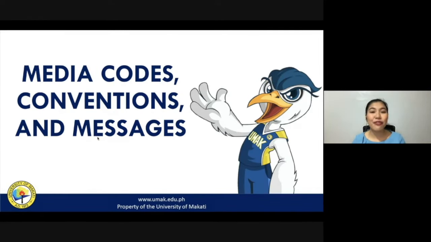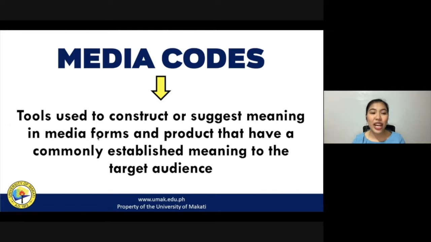Let us now go to the different aspects of media language, which include media codes, conventions, and messages. Media codes are simply described as the tools that are used to construct or suggest meaning in media forms and products that have a commonly established meaning to the target audience. In short, media codes are tools that already have a set meaning. The producer of the media format and the consumers of that media product already have a shared understanding of these tools. What do these tools represent? What do these tools mean?